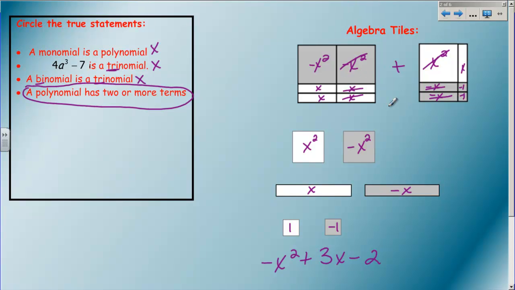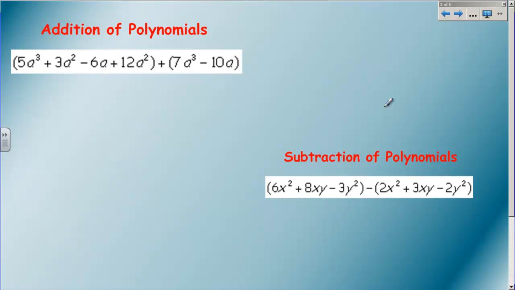And this is what you're going to be doing today. We're just not going to be doing it with the pictures. But this way, if you see a picture or you see the algebra tiles show up somewhere, they don't throw you for a loop, because you've at least seen what they look like. So let's add and subtract a couple of polynomials.